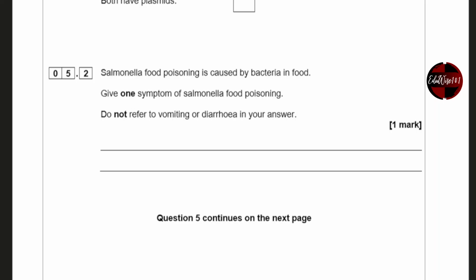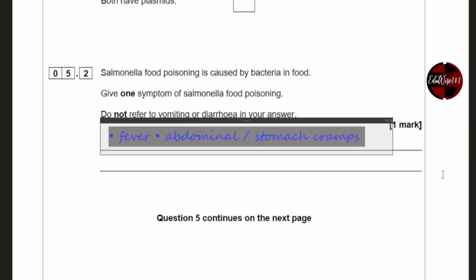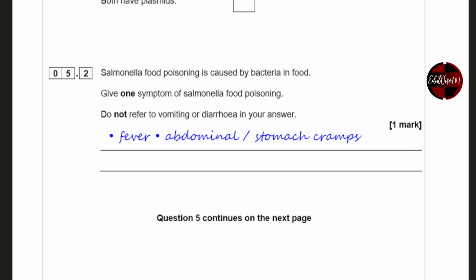Salmonella food poisoning is caused by bacteria in food. Give one symptom of salmonella food poisoning. Do not refer to vomiting or diarrhea in your answer. Well, those are the common things that we know of when we talk about food poisoning. But generally, we do get a fever, abdominal or stomach cramps as well.